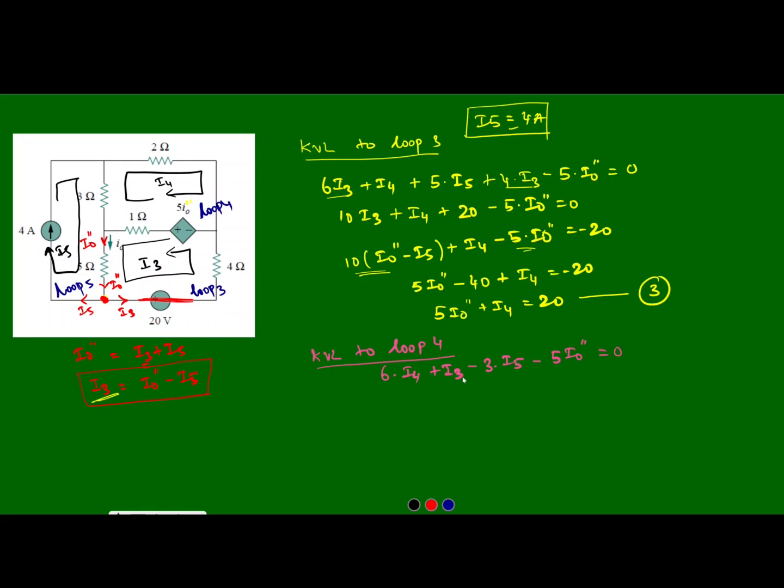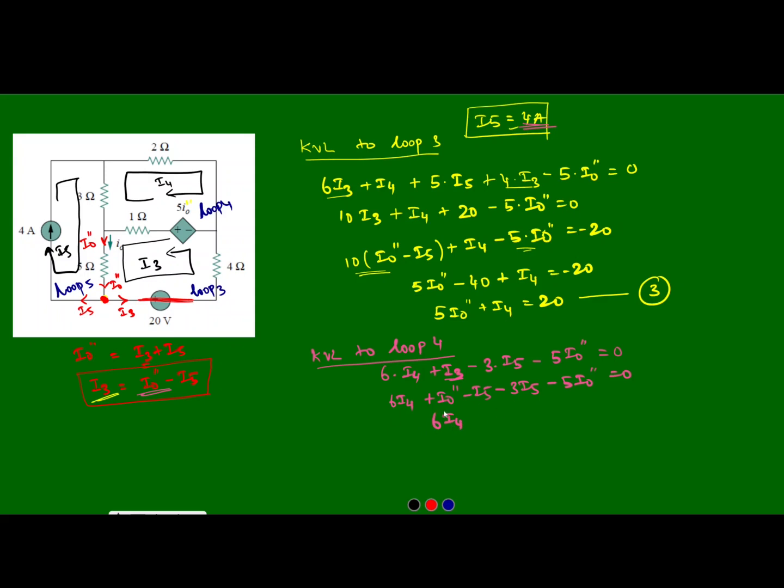Okay, now we need to simplify this equation further. For simplification, we need to apply the value of I3 is equal to I0 double dash minus I5 here also. So 6I4 plus I0 double dash minus I5. In place of I5 we will apply here minus 3I5 minus 5I0 double dash is equal to 0. As we know here the value of I5 is 4 amps, so we will apply it here.